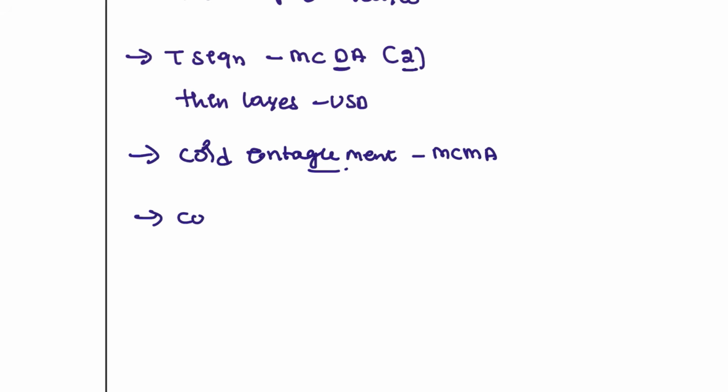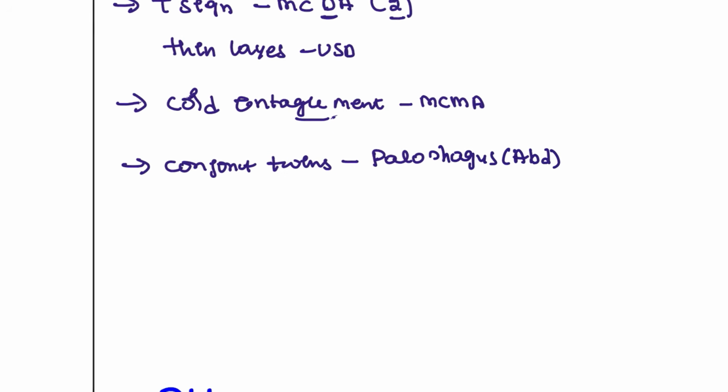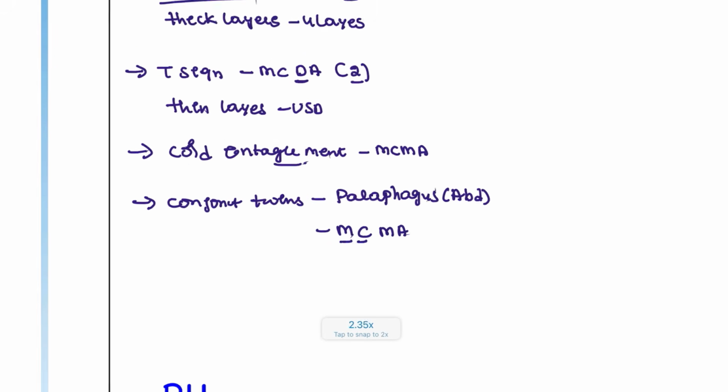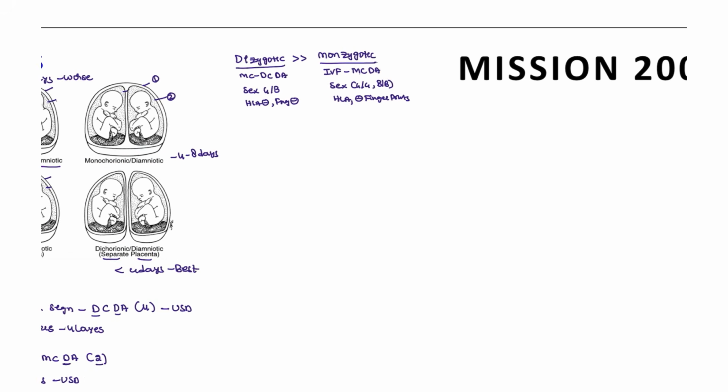And conjoined twins. Coming to the conjoined twins, okay, mostly we will be having the parapagus. Parapagus means it is at the abdomen region, and this is also most common with the monochorionic monoamniotic type. Conjoined twins will be seen. Okay, apart from this, we have different types of complications which will be seen in these patients.